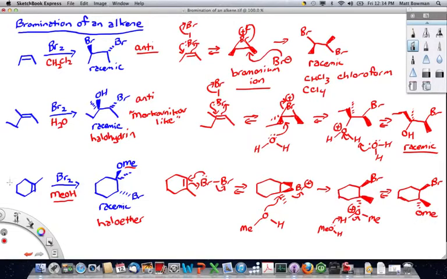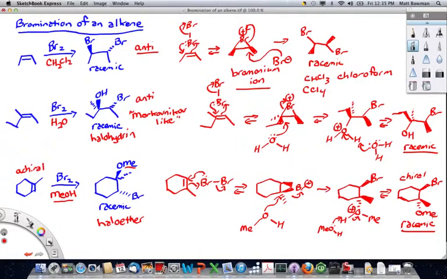Again, the molecule you start off with is achiral. Molecules you add to it are also achiral. The product is chiral. Since you're going from achiral to chiral, you get a racemic mixture.